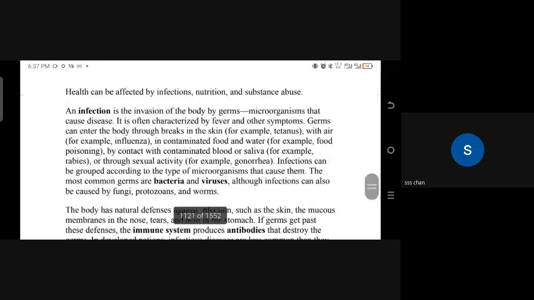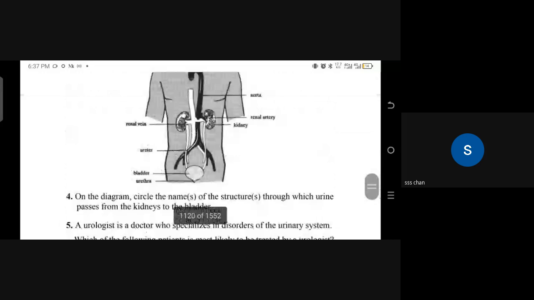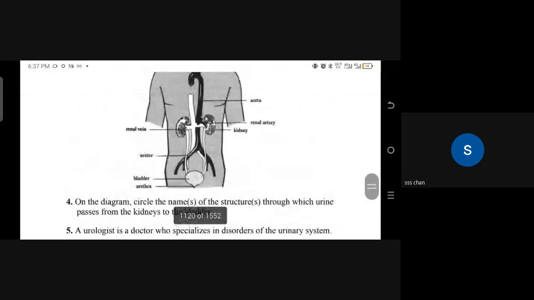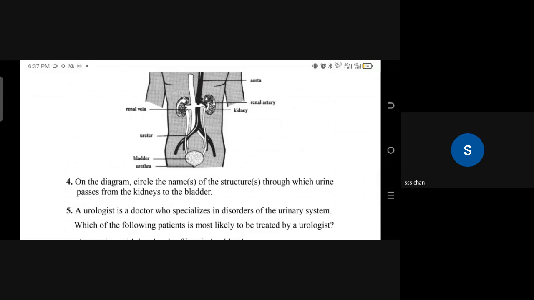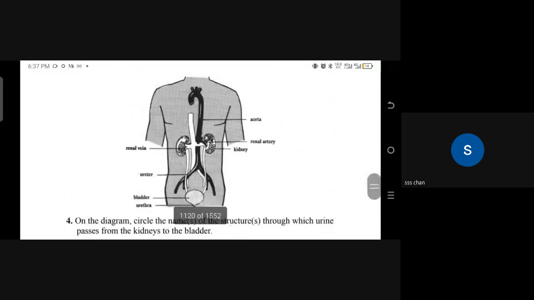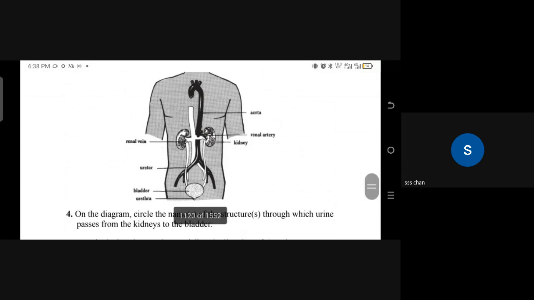Now, quickly, I want us to answer a question here. I skipped it. On the diagram, circle the names of the structures through which urine passes from the kidney to the bladder. As we can see here, the bladder is the gray colored part of the body.